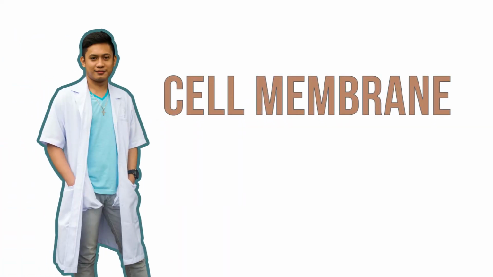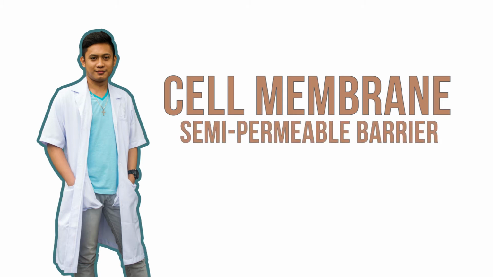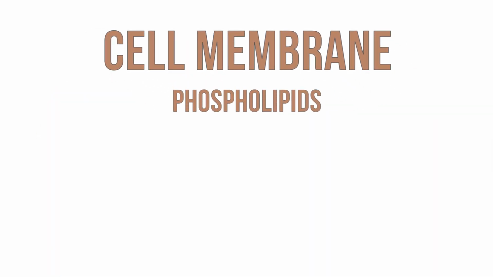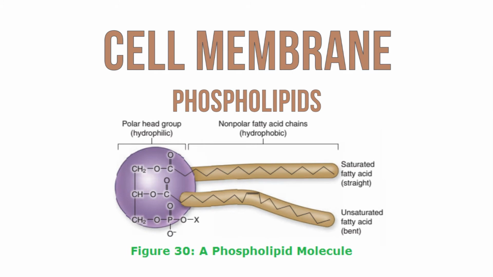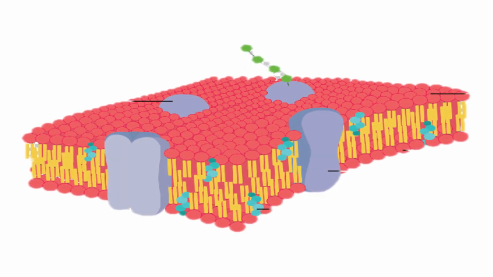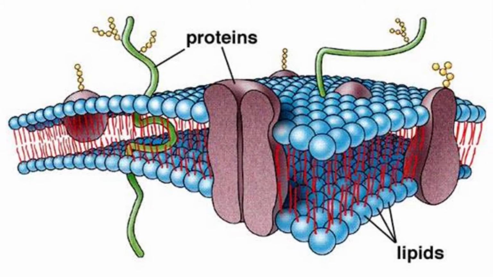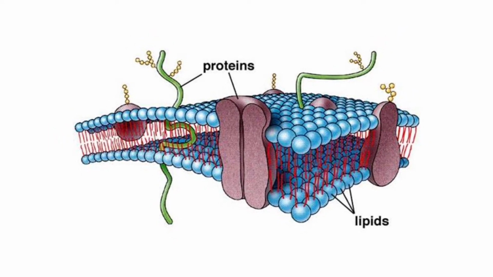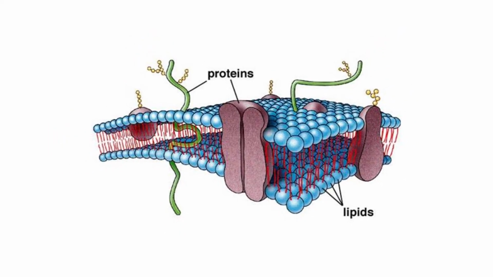Cell membrane. It is a semi-permeable barrier, allowing only a few molecules to move across it. The cell membrane is made up of phospholipids, which have polar or hydrophilic heads and nonpolar or hydrophobic tails. It is the outer boundary of the cell. It encloses the cytoplasm and the organelles of the cells. In plant cells, it is inside the cell wall. The cell membrane is semi-permeable, allowing only specific substances to pass through and blocking others.